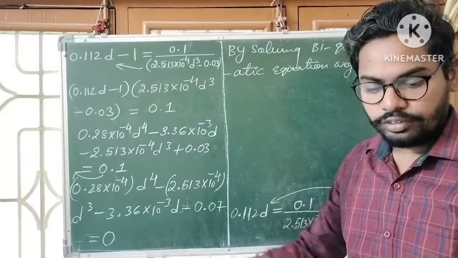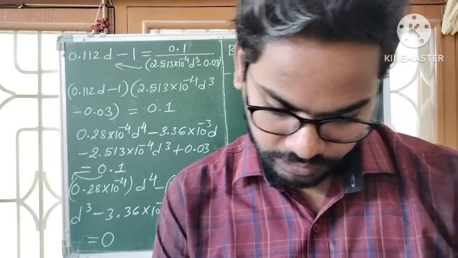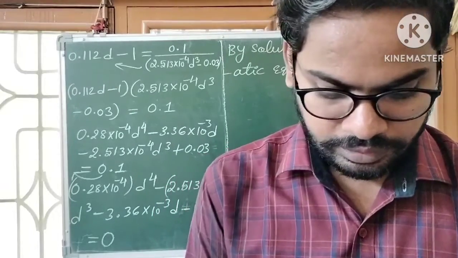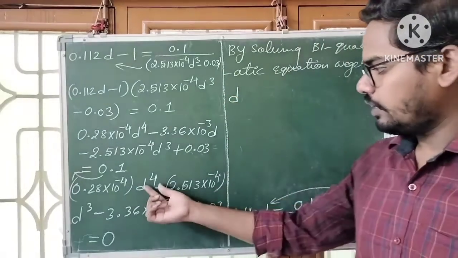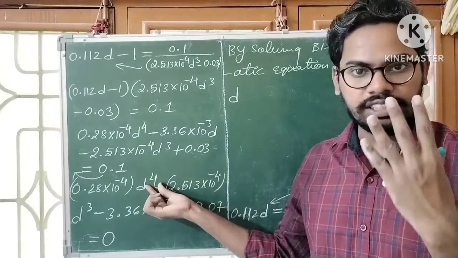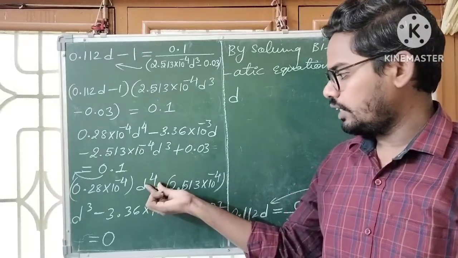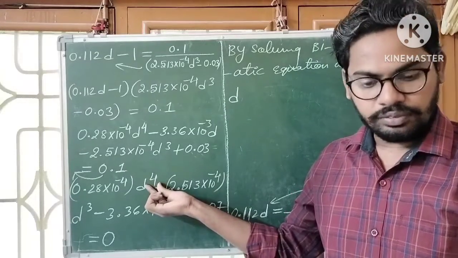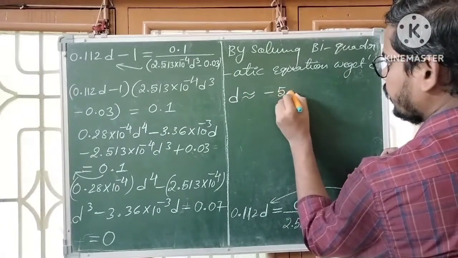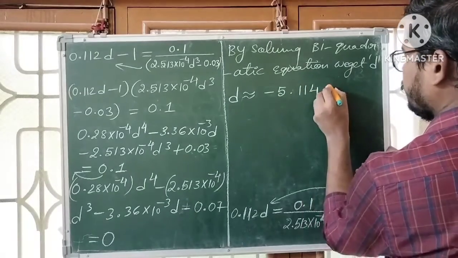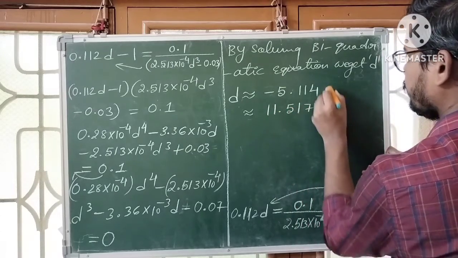Now here I got 4 solutions. Let me write the 4 solutions here. Since it's a biquadratic equation, the highest power of the variable is 4, the order is 4, so we get 4 solutions. Here the degree of the biquadratic equation is 4, so we get 4 solutions. First solution, d approximately equal to minus 5.144. Next, d approximately equal to 11.517 centimeters.